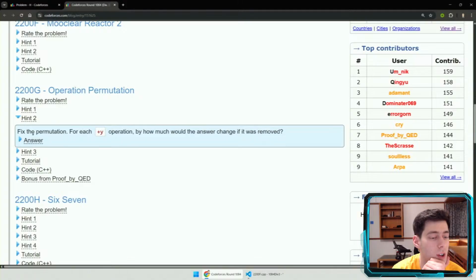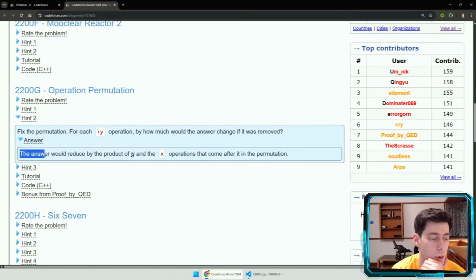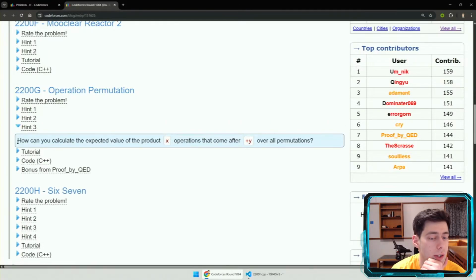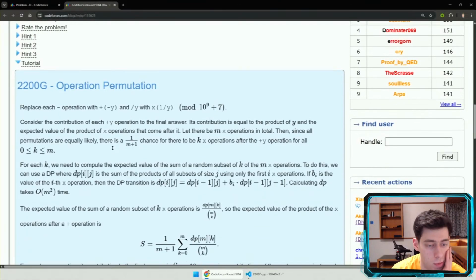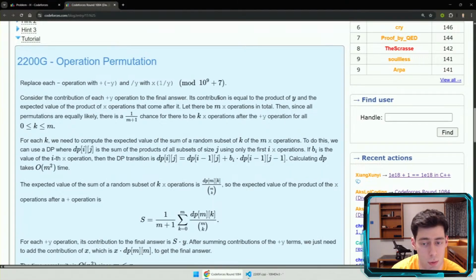Yeah, of course. Fix the permutation. For each plus y, how much would the answer change if it was removed? Yeah, this is the contribution point. How can you calculate the expected value of the product operation to come after all the plus y's? Consider the contribution of each plus y to the final answer. Its contribution is equal to the product of the y and the expected value of the product of x operations to come after it. So yeah, we just need that.